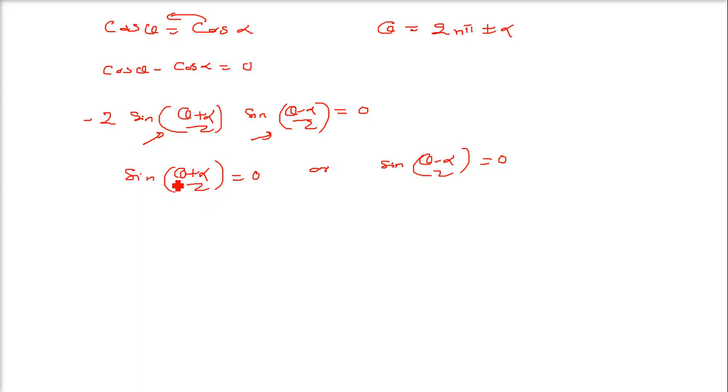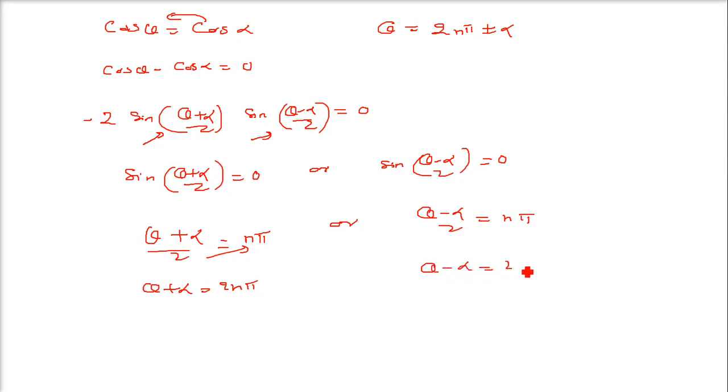So we know that when sine of some angle is 0, we have the general solution. We already have seen this. (Theta plus alpha)/2 will be equal to n pi. Similarly here, (theta minus alpha)/2 will be equal to n pi. So just take 2 here: theta plus alpha is 2n pi. Here theta minus alpha is 2n pi.